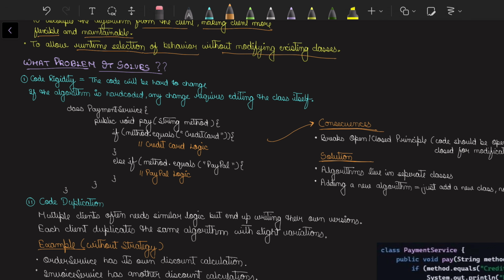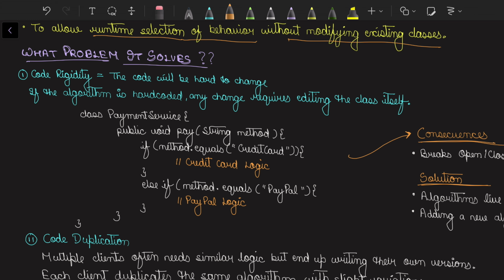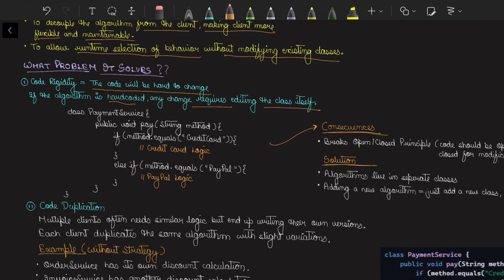What problems does it solve? The first problem is that the code will be hard to change, meaning code rigidity. If the algorithm is hard coded, any change requires editing the class itself. If you have watched my command and chain of responsibility videos, you'll know that each pattern has something in common: some patterns violate the open close principle, which is the major thing, and we don't want the code to violate this principle. If you haven't watched what the SOLID principles are, I have already recorded that, and you can go and watch it.